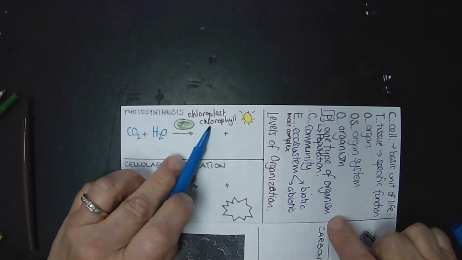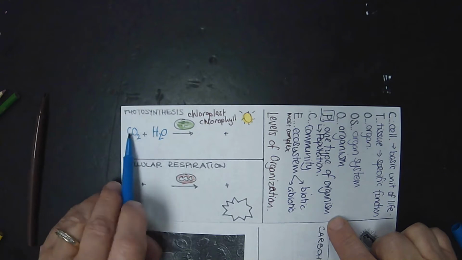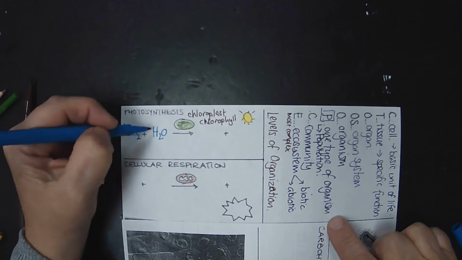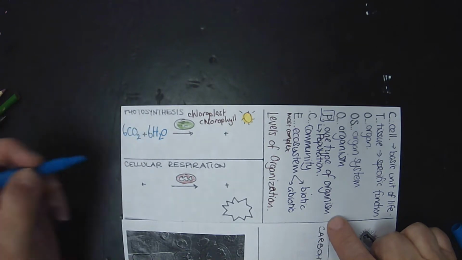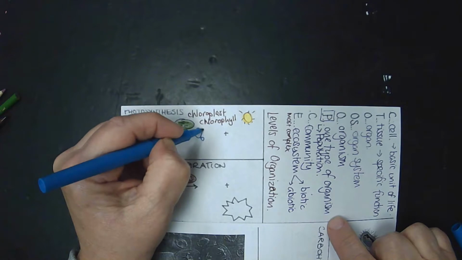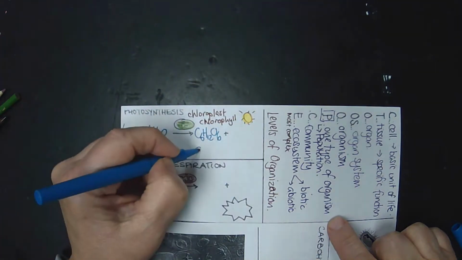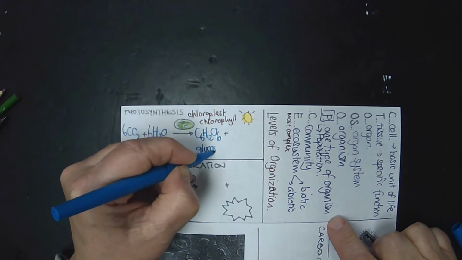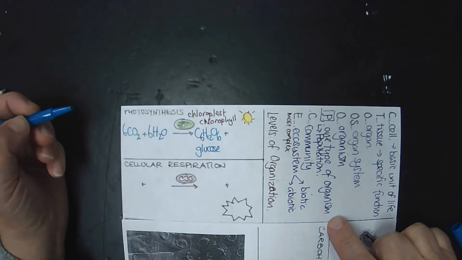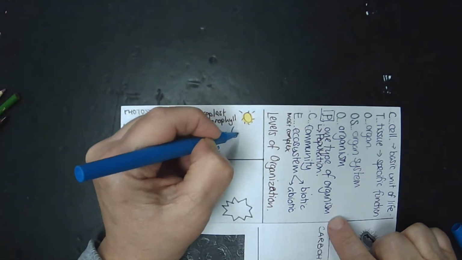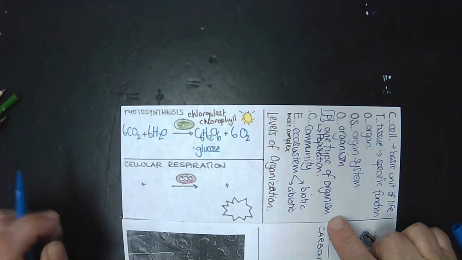And that energy that's absorbed by the chlorophyll in the chloroplast is used to take 6 lots of carbon dioxide and 6 lots of water, and it converts it into C6H12O6. This is glucose. This is the whole purpose of photosynthesis, to make glucose, which is a carbohydrate. And we also produce 6 lots of oxygen, which the plant can release back into the atmosphere.